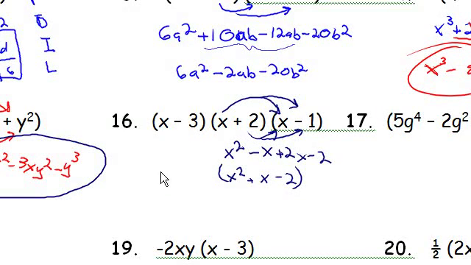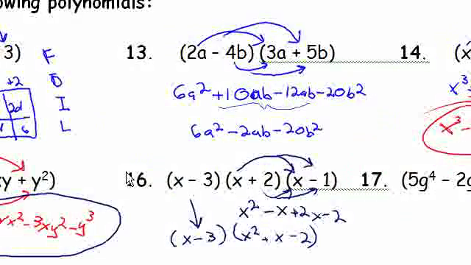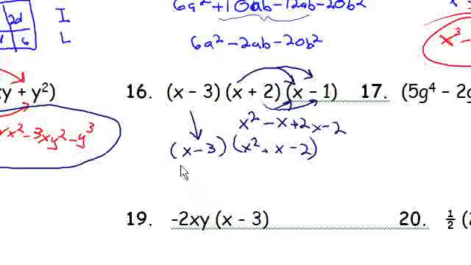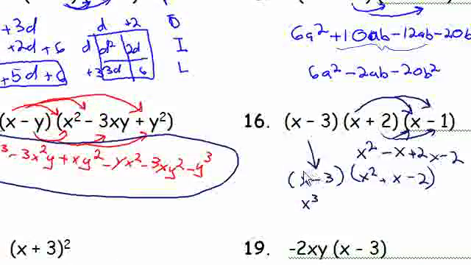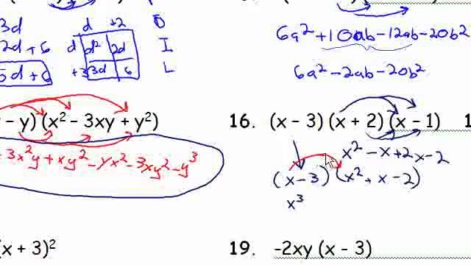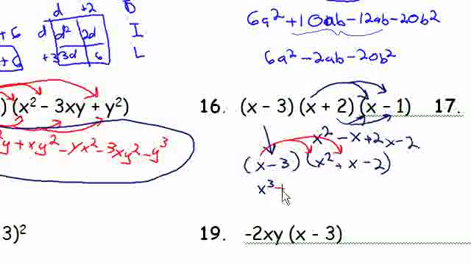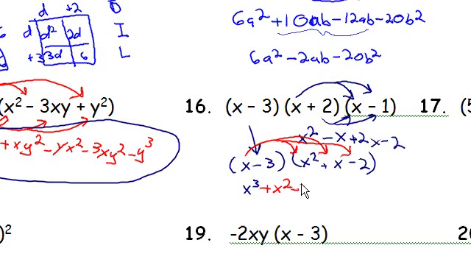Alright, now let's bring down our x minus 3 and bring it right here. Now let's FOIL this. Let's take our x and multiply it times all these terms. So x times x squared is x cubed. X times x is x squared. X times negative 2 is negative 2x.